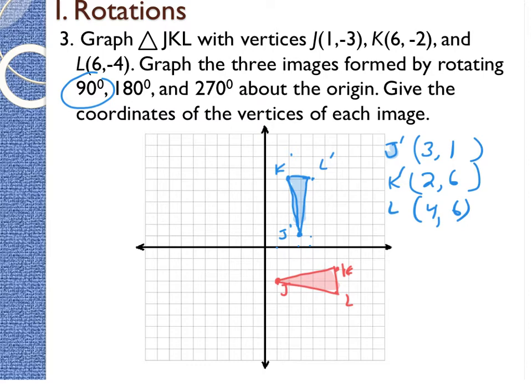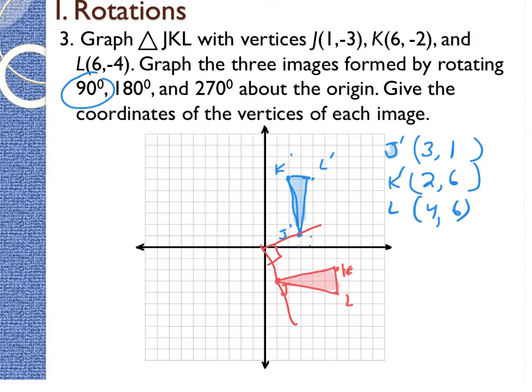Now we're going to take the original, and we're going back to the original every time on this one. And see, if you look at it and you go, what does that mean about the rotation? If I take J prime and J, that would give me a 90 degree angle when I connect those. That's what it means by 90 degree rotation.